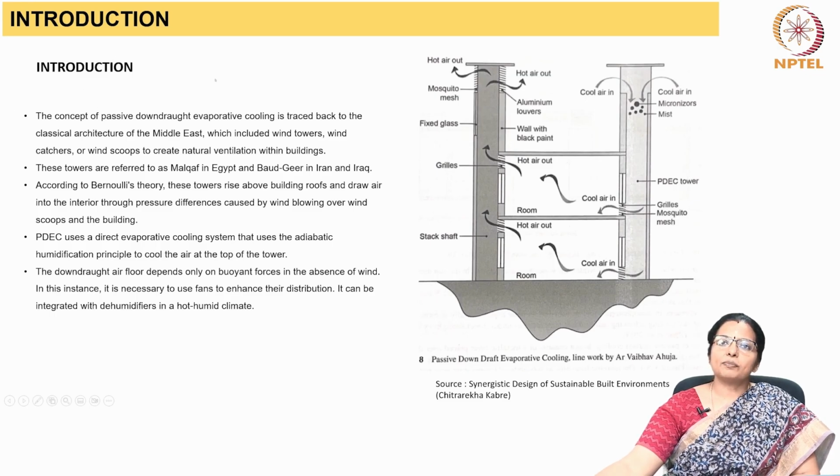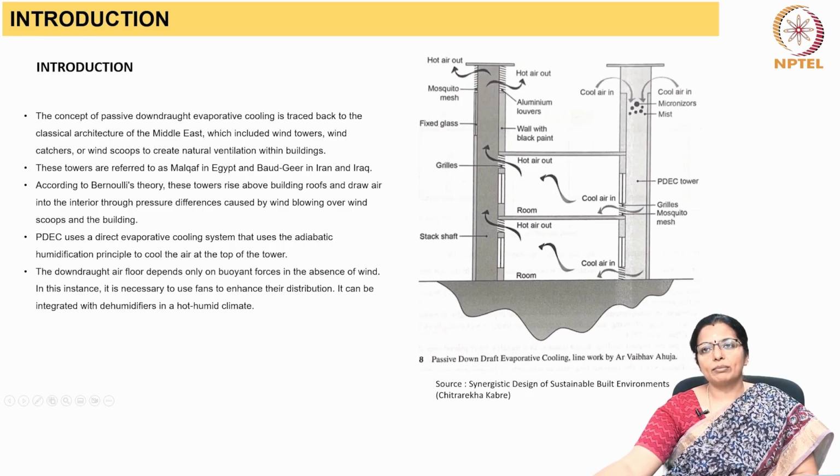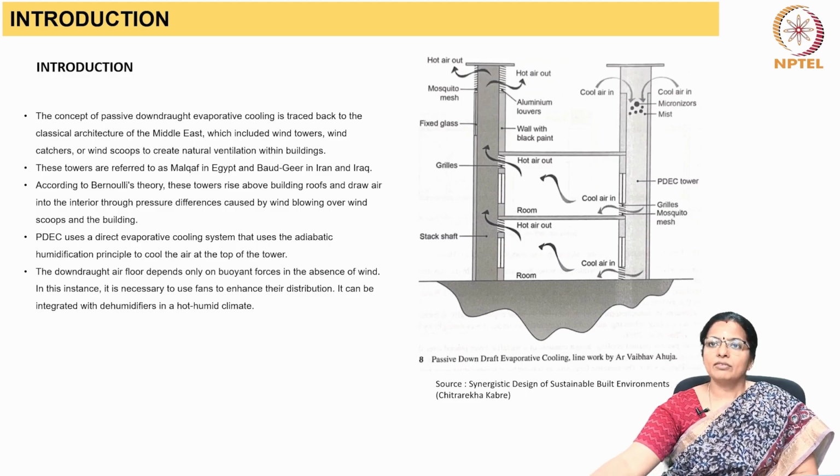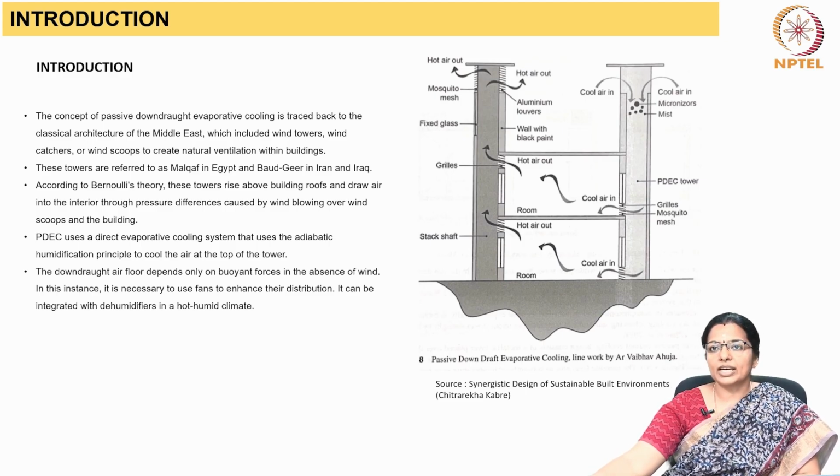Now, what is passive downdraft evaporative cooling? The concept of passive downdraft evaporative cooling can be traced back to the classical architecture of the Middle East, which included wind towers, wind catchers, or wind scoops to create natural ventilation within buildings. These towers are referred to as Malkaf in Egypt and Baudgir in Iran and Iraq. So, the inspiration for PDEC is actually vernacular architecture.